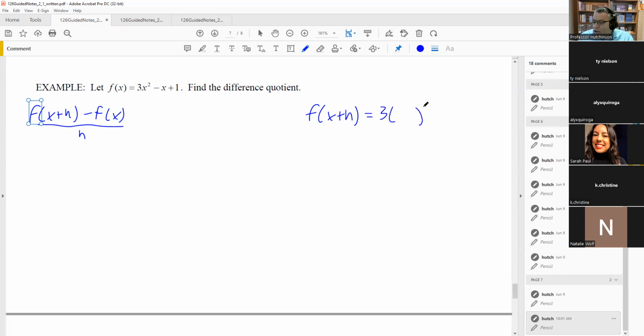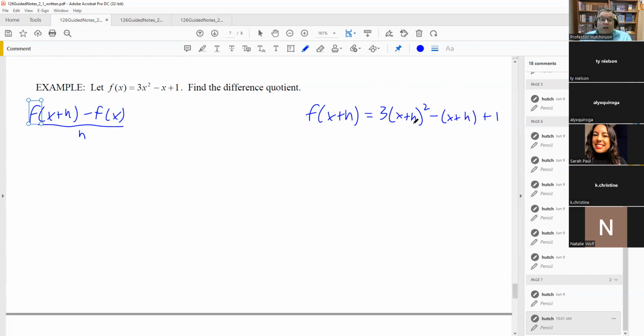So if I take the original equation and get rid of the x's, then it looks like this. I have 3 times a blank squared, minus a blank, and then plus 1. The blanks get filled in with x plus h, so I'll put that into each of these here. That's always how you find f of x plus h: remove the original x, replace it with x plus h in the formula.